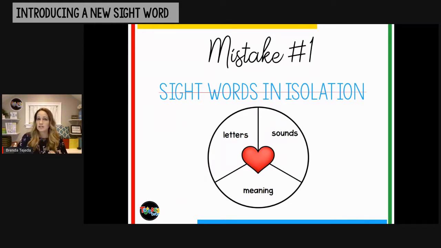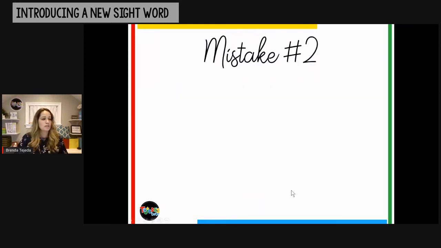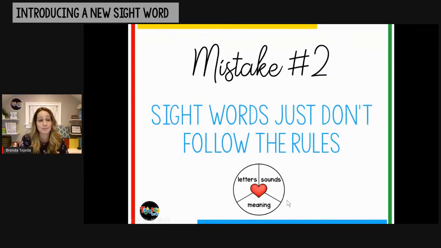Now, even with those 3 elements, some kids aren't going to remember them, right? They might remember for a short term. So it's also important when you're... I'm sorry, I forgot to talk about mistake number 2, which is probably even bigger.